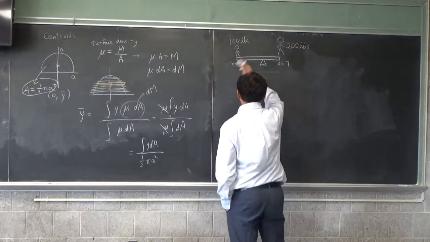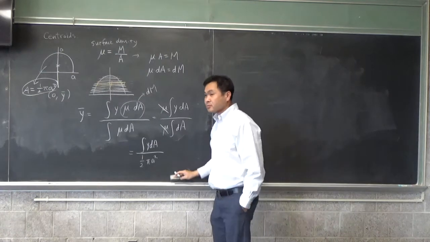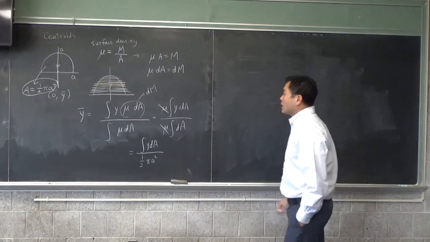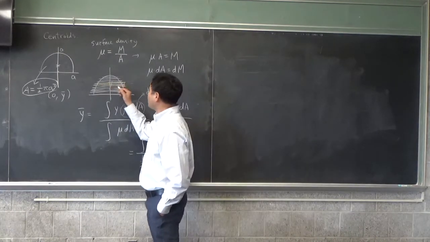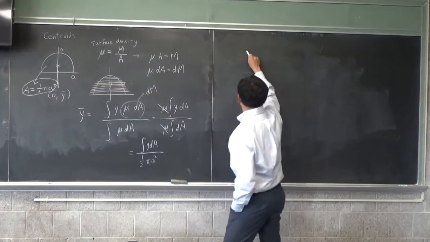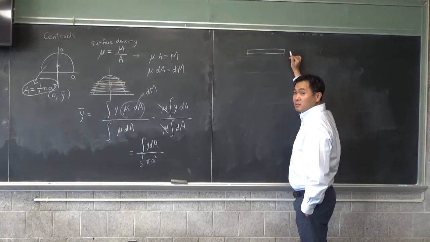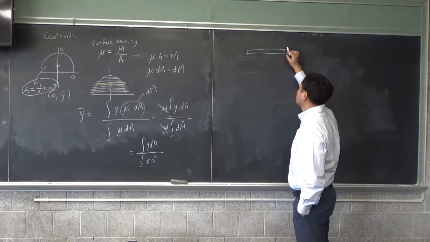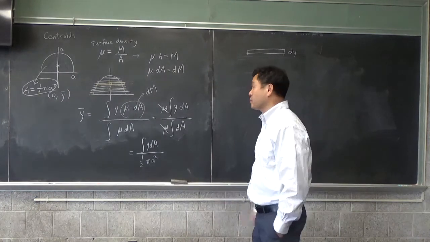That means we just have to focus on how to find the top. Now let's try to figure out how to find this area. Well, what's the thickness? Thickness is dy. It's a thickness in the y direction, dy.